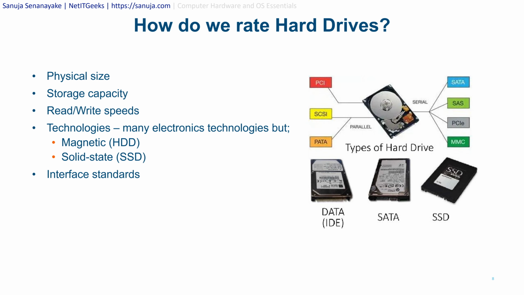So how do we rate hard drives? We can rate hard drives in many different ways. This includes the physical size, storage capacity, read-write speeds, technologies in use, as well as the interface standards. When it comes to technologies, there are many electronic technologies in use, but the overall division of technology is basically magnetic drives and solid state drives. Typically in the industry, we call magnetic drives HDDs and solid state drives SSDs.